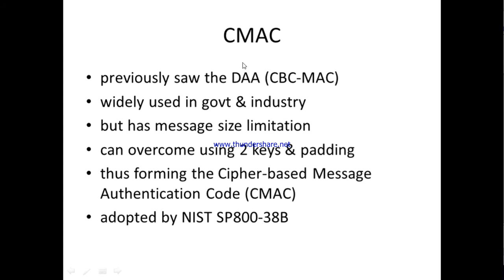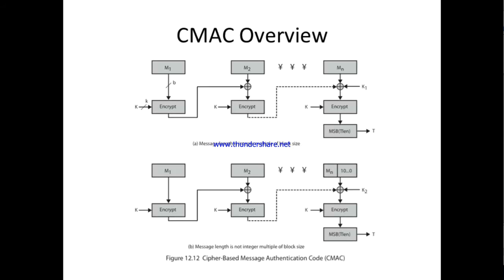Here the algorithm uses a single key, and here we can improve. Why? Because DAA is not efficient, since the message size has limitations. To overcome this problem, we go for two keys and padding, and that generates the cipher based message authentication code, called CMAC. Okay, so here you can see how CMAC is going to work.